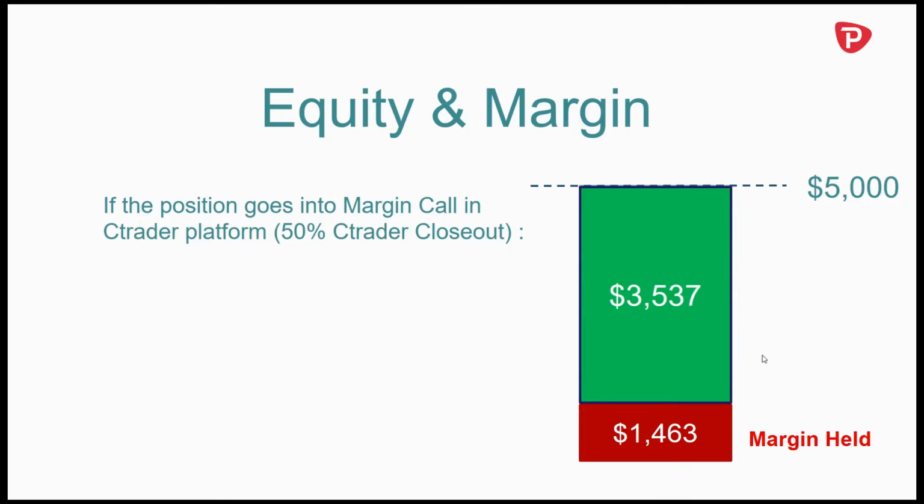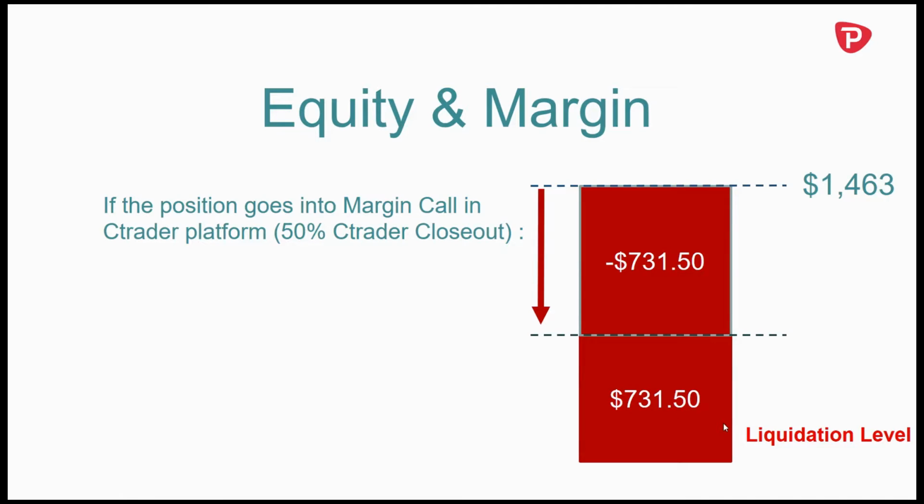Now let's take a look at another one of our popular trading platforms, the C-Trader platform. If the position goes into margin call on the C-Trader platform, we have what's called the 50% C-Trader closeout level. Again, on the right-hand side here, we have our $5,000 US trading account as we enter the market with one lot of Great British Pound US dollars. Now again, if our position goes against us $3,537, we'll enter the margin held area of our account.